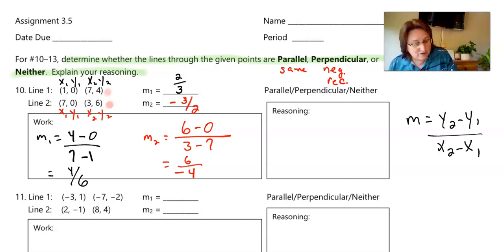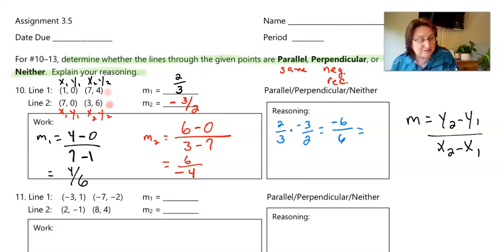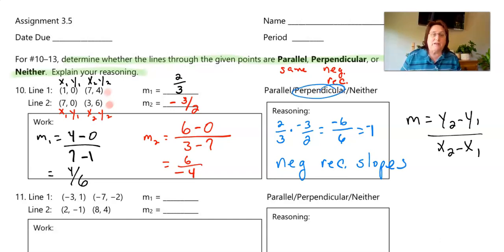Okay, and I can test this. First of all, 2/3 times negative 3 over 2. Does that equal negative 1? Let's see. 2 times negative 3 is a negative 6, and 3 times 2 is a positive 6, and negative 6 over 6 is negative 1. So yes, these guys have negative reciprocal slopes, right? So these guys are perpendicular. Now, guys, if your slopes are not the same, and they're not negative reciprocals, then it would be neither, okay?